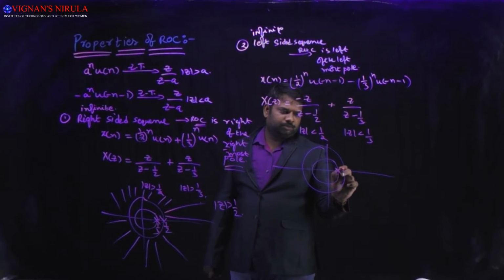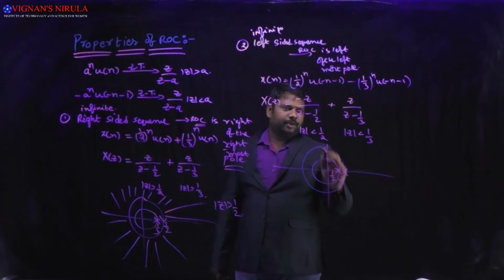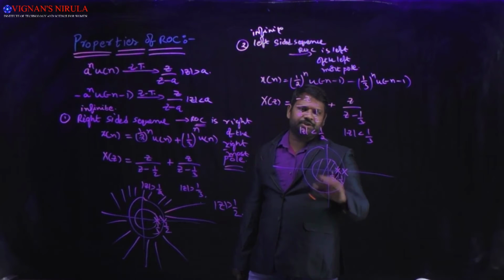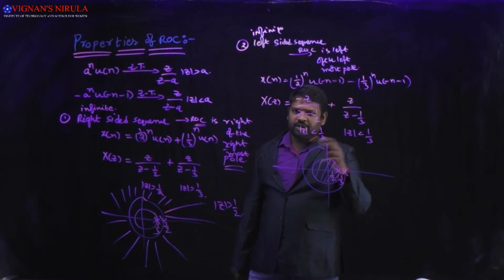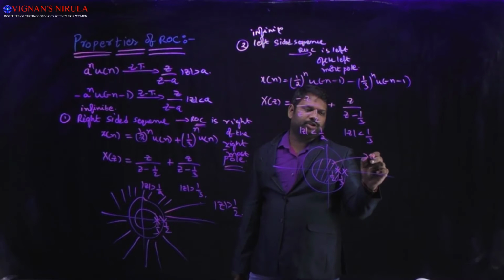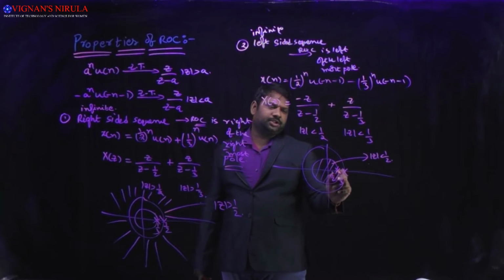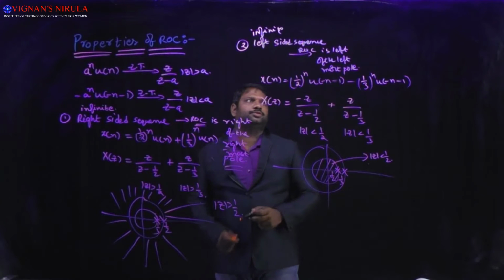Therefore, the ROC for this one has one pole, another pole, 1/2 and 1/3. Mod Z less than 1/2 means this one is ROC, and mod Z less than 1/3 means the outer circle inner part will be our ROC. Therefore, the common ROC is nothing but this particular one, that is, mod Z less than 1/2. That is, ROC is left of the leftmost pole.